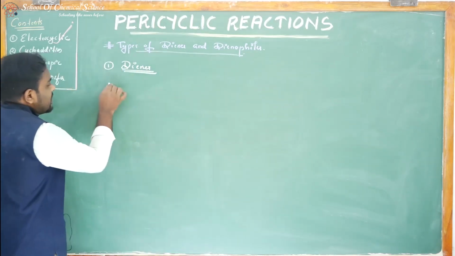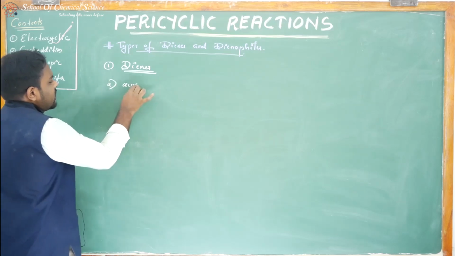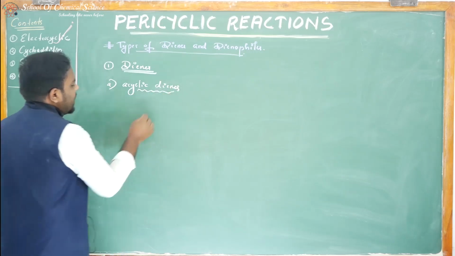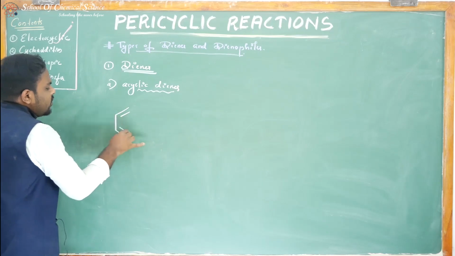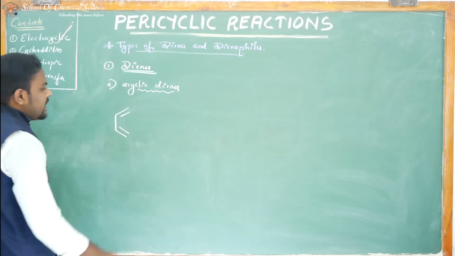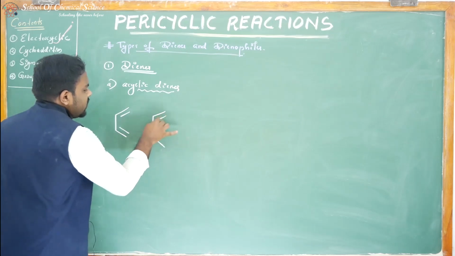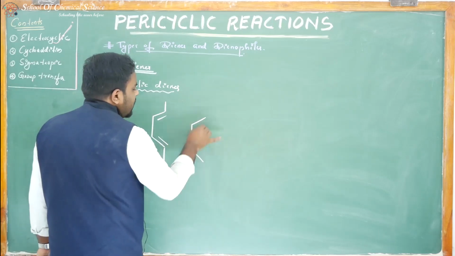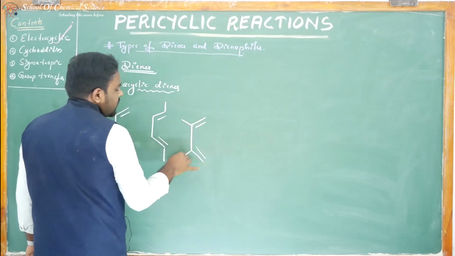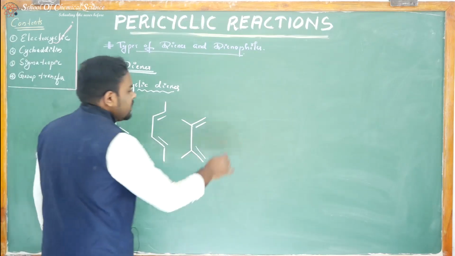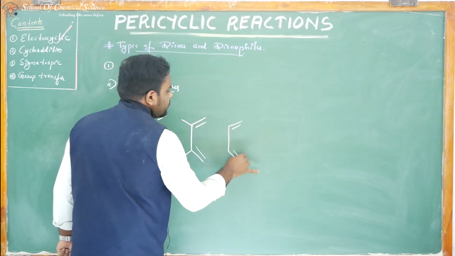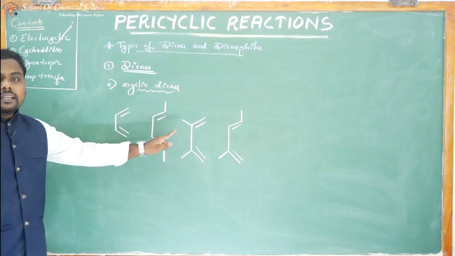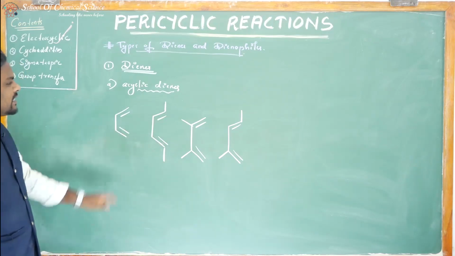For example, what are the common acyclic dienes? The typical 1,3-butadiene is a typical acyclic diene. Another example, substituted 1,3-butadiene, is also an acyclic diene. Next example, this is also an acyclic diene. Another example of an acyclic diene. All these are dienes in the Diels-Alder reaction. So these are acyclic dienes.